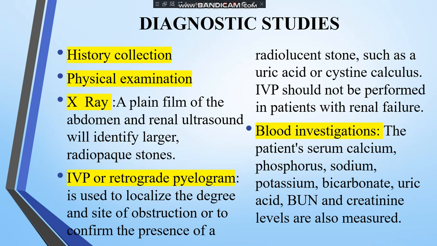Then some blood investigations. Blood investigation mainly includes serum calcium, all the metabolites, all the electrolytes, and the basic blood count, and the urine studies, urine culture in case of any infection. All that we have to carry out.